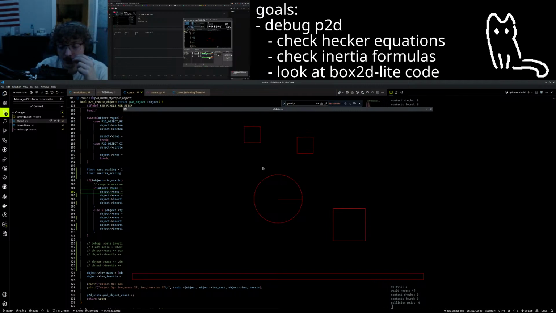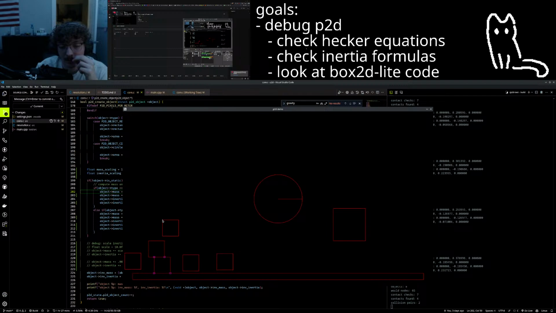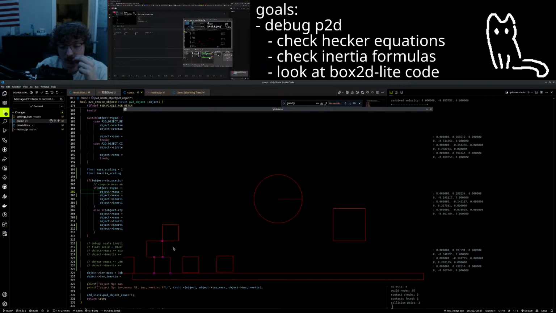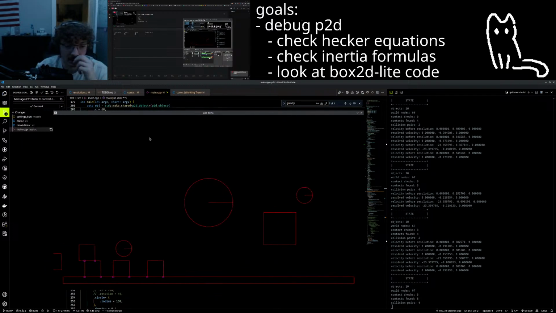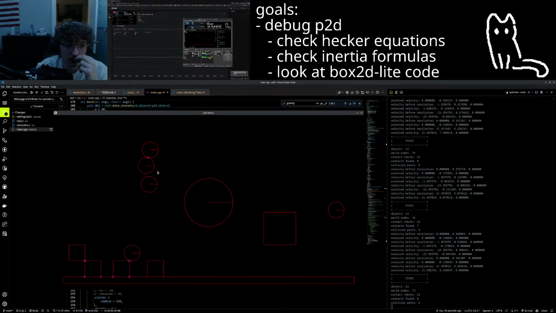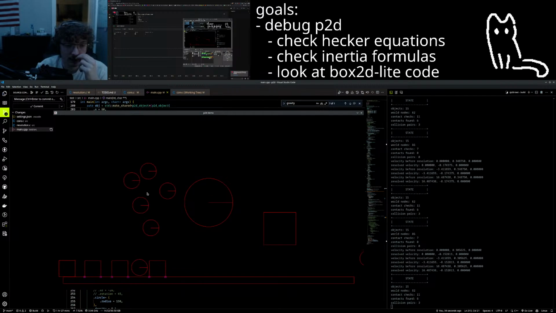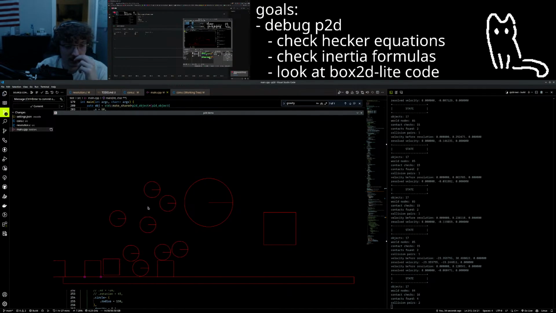So what happens if I have more dense objects? Well, that looks a lot better, actually. I changed that for both. So this is 10 times denser. So when it's colliding with these other dense objects, it actually matters.